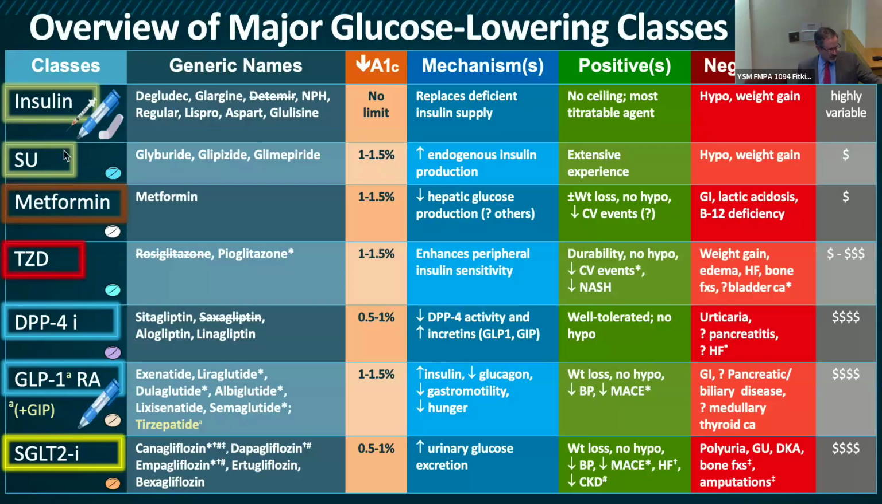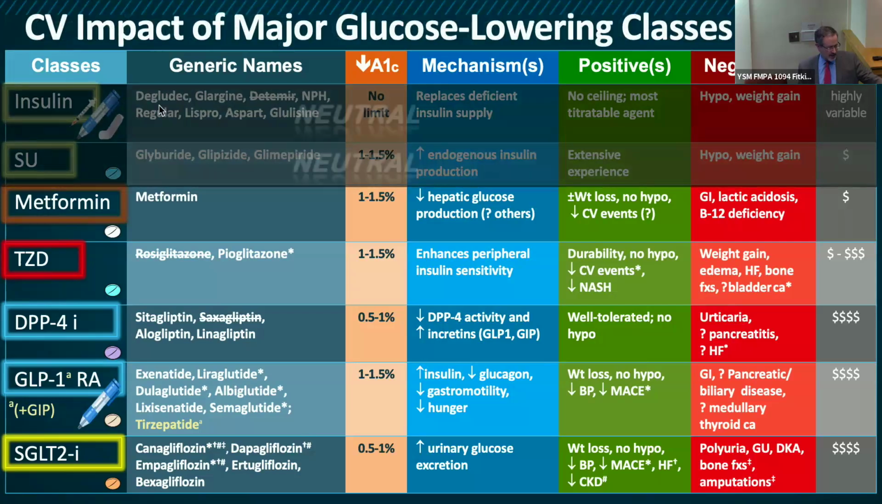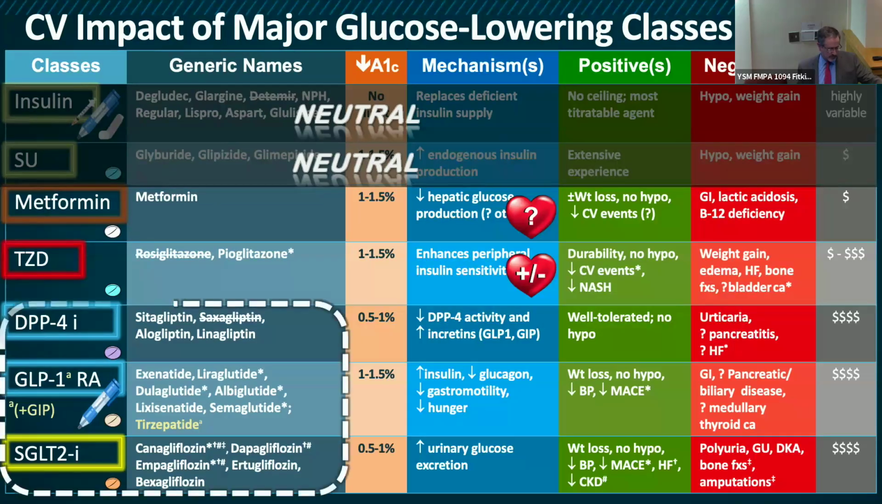So this is the 7 drug categories that I mentioned before. And neutrality for SUs and for insulin is quite clear. Even though they reduce glucose, they don't reduce cardiovascular events. And as mentioned, metformin is a big question mark. And the TZDs, it's kind of a plus, a double-edged sword, reducing MACE, but maybe aggravating heart failure complications.